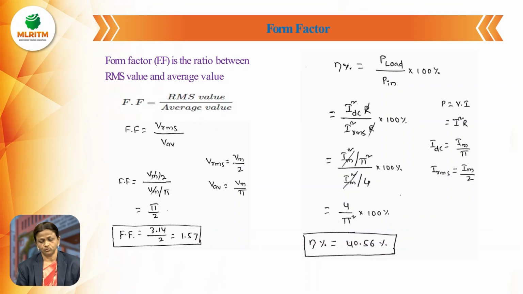So form factor equals Vrms by V average, or VDC value. The Vrms value is already calculated. The VDC value is also calculated. Now substitute these two values in this formula.